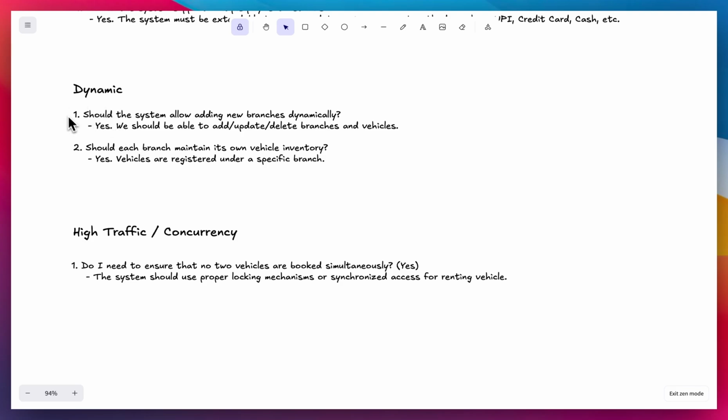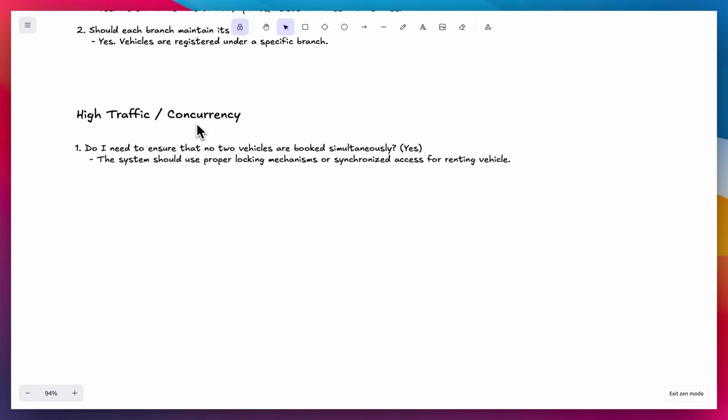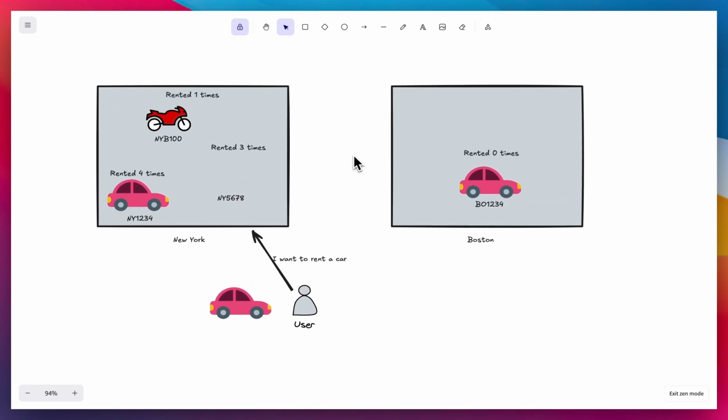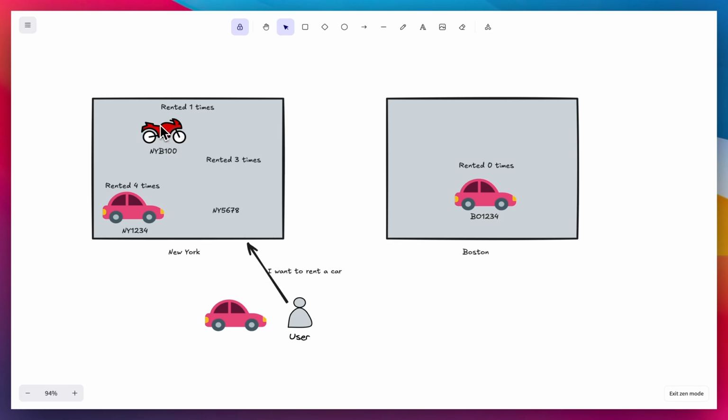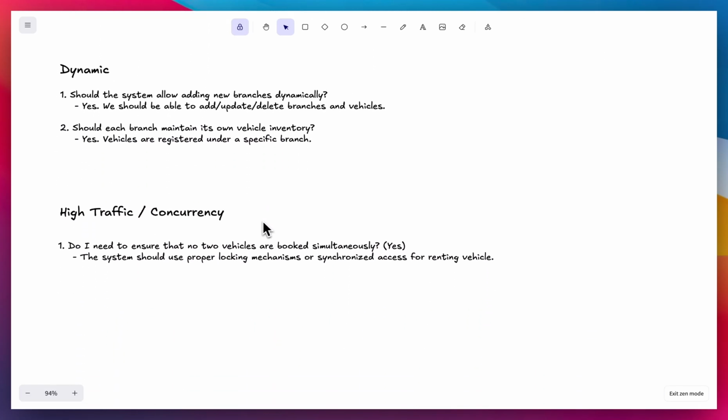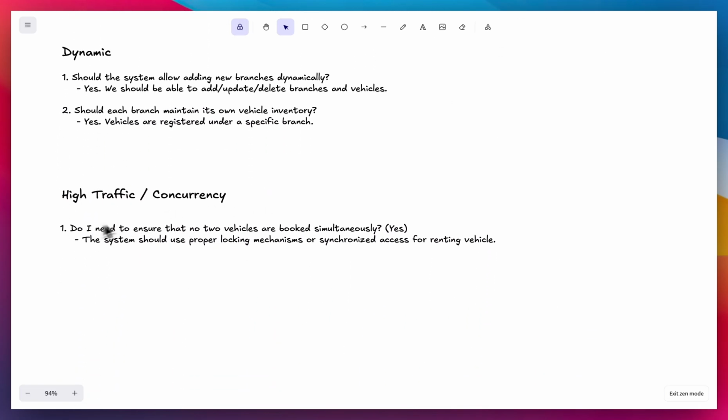So I hope you understood all the points in the dynamic category as well. Now regarding the concurrency part, the question that you can ask is, do I need to ensure that no two vehicles are booked simultaneously? So assume that there is only one bike available in this branch, and you and me, both of us are trying to book one bike. Then obviously one of us should get that bike, right? And that's what the first point in the concurrency says.